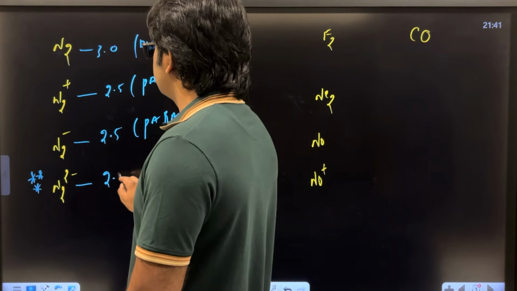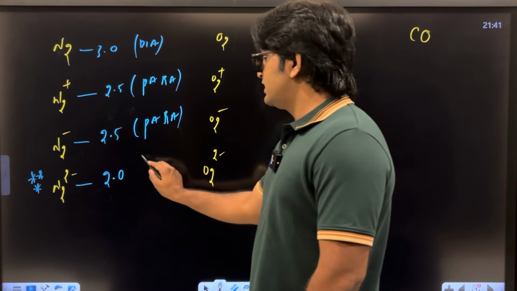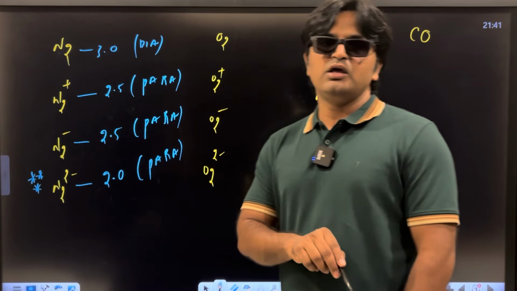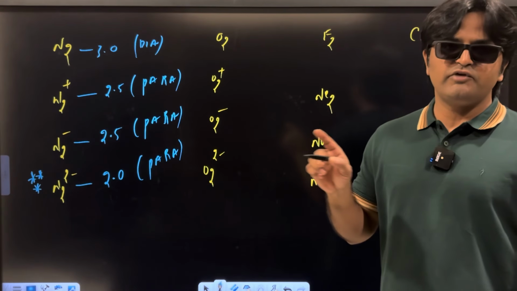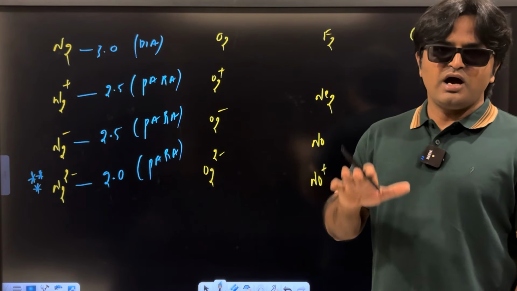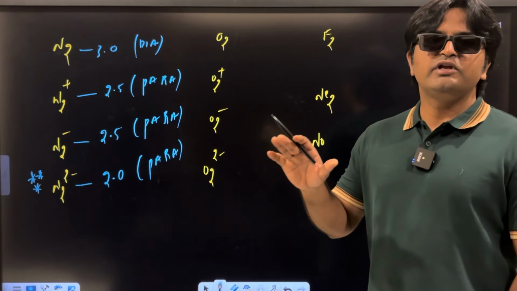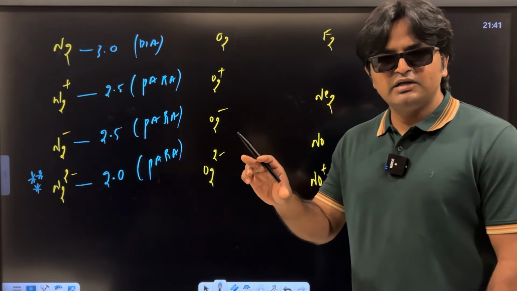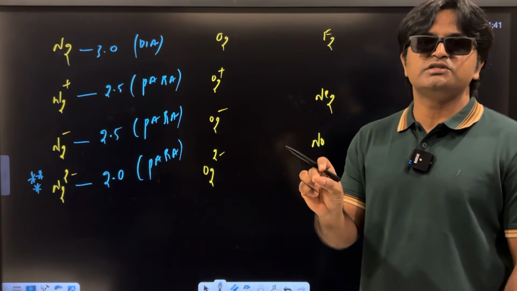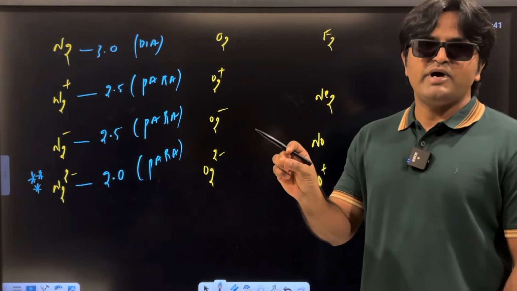2.0. And what is the speciality of this molecule? Because of the presence of 16 electrons, it should be paramagnetic, not diamagnetic. Don't get confused in the case of N2 minus. Once again I am going to repeat the same point. All odd electron species are paramagnetic. All even electron species are diamagnetic except 10 electron species and 16 electron species. 10 electron species are paramagnetic, 16 electron species are paramagnetic.